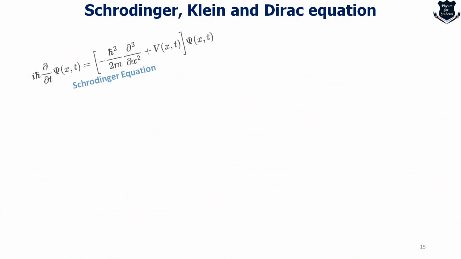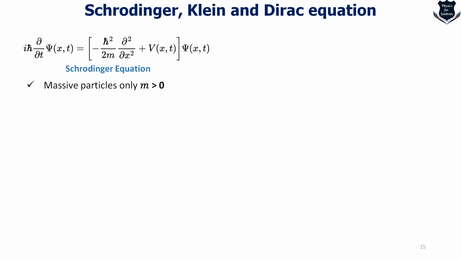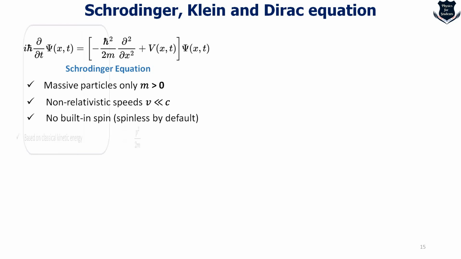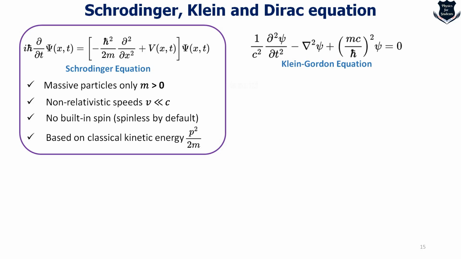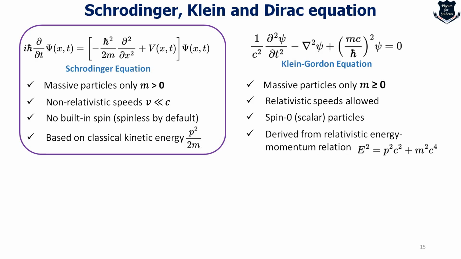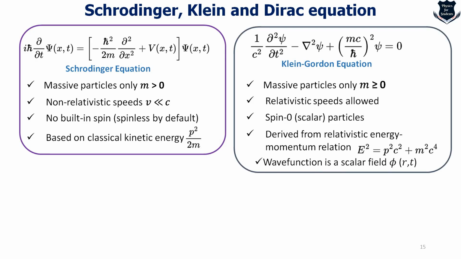So here you can see that this is the Schrodinger equation. What we see: massive particles, m greater than 0, non-relativistic, v much less than c, and it has a built-in spin, but the spin is not being accounted for, and it is based on the classical kinetic energy. If we go to the Klein Gordon equation, we find m is greater than or equal to 0, and relativistic speeds are allowed. It takes into account only spin 0. We will come to the spin part. It is derived from the relativistic energy, and the wave function is a scalar field.